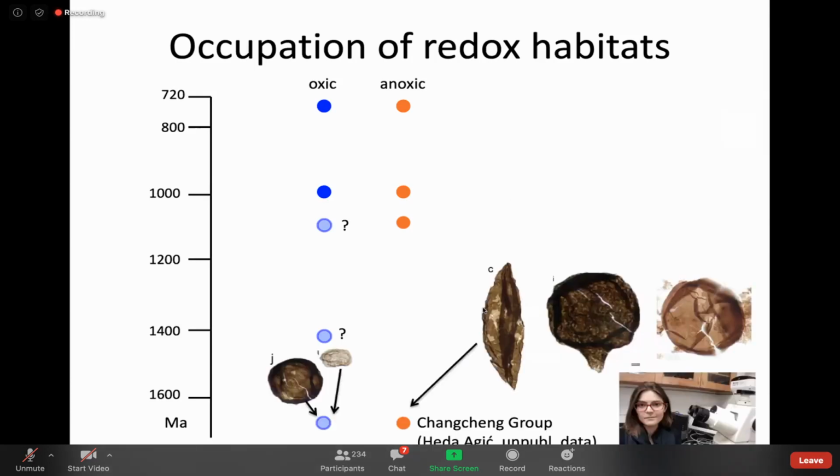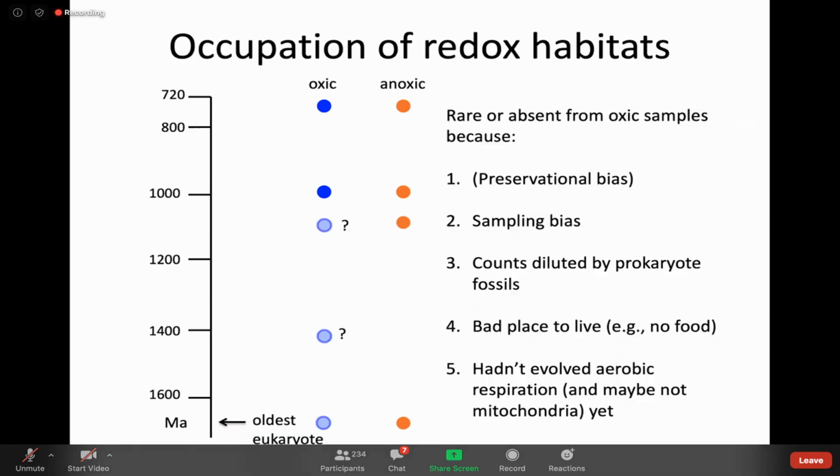And then going even further back to more than 1600 million years ago, again, this is data by Hedda, where she finds that the fossils that we're pretty confident are eukaryotes are only found in the anoxic samples. And if we look at the oxic samples, there are these smooth-walled, simple forms known as leiospheroids, which could possibly be just prokaryotes. Okay, so there are a lot of possible explanations for this. Could be sampling bias, counts diluted by prokaryotes. Could be that these oxic environments are a bad place to live.